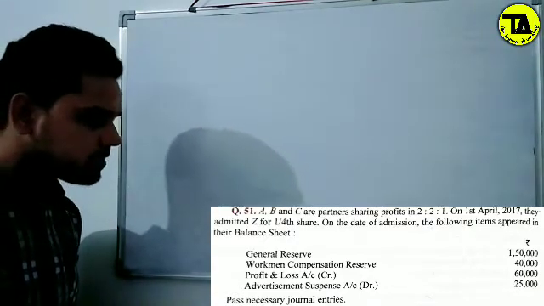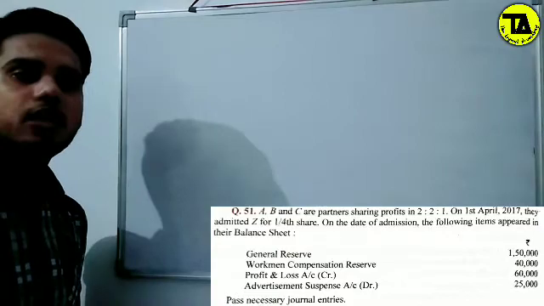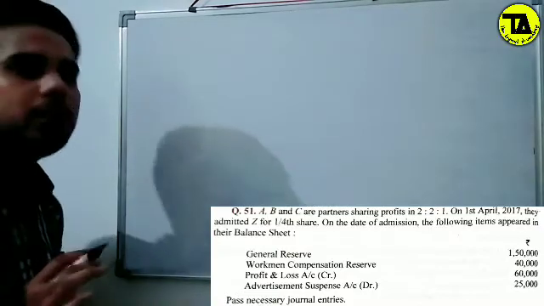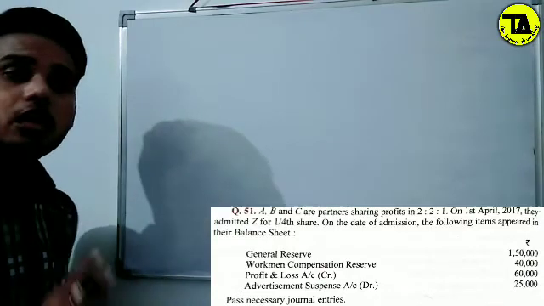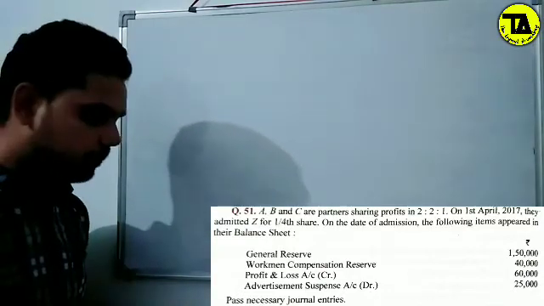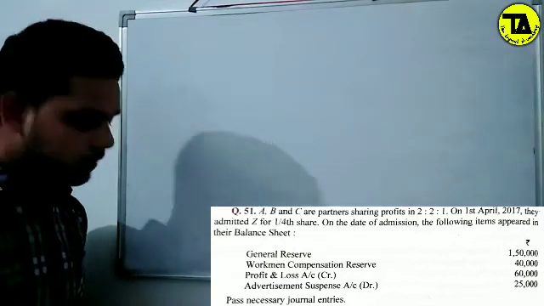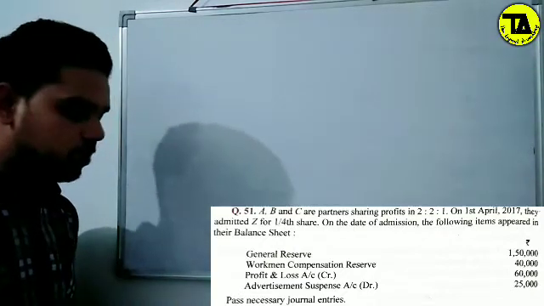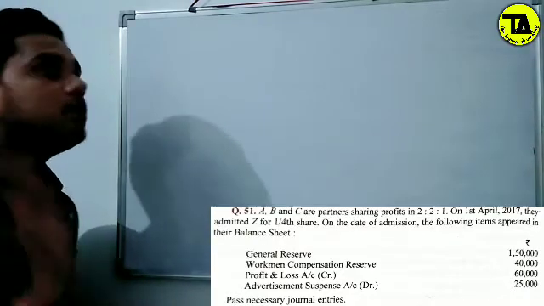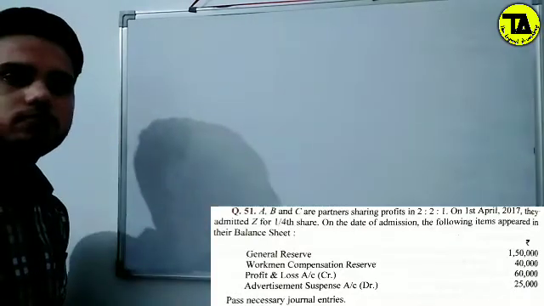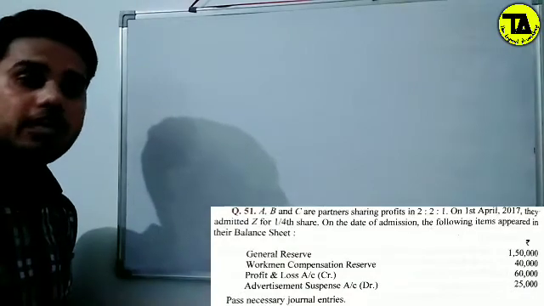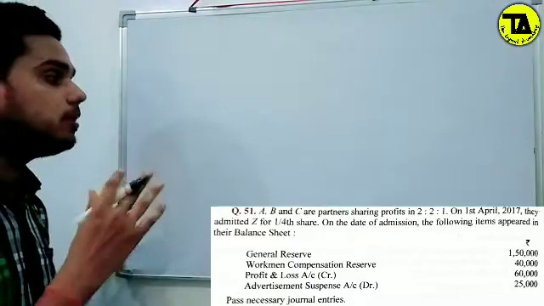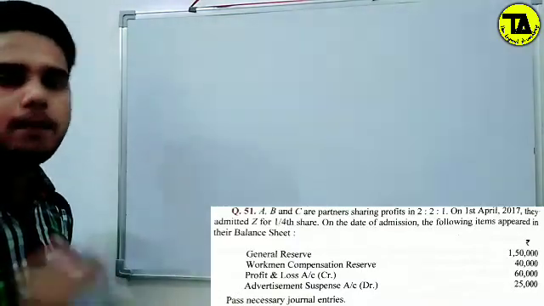So pass necessary journal entries. It is asked in the question to pass the necessary journal entry. The concept is very simple. Here in this question, we have been given two accumulated profits: one is general reserve, the other is profit and loss account credit balance. And we have been given one accumulated loss, that is advertisement suspense. The funda is very simple. Whenever any accumulated profit is given, that will be credited in the old partners' capital.